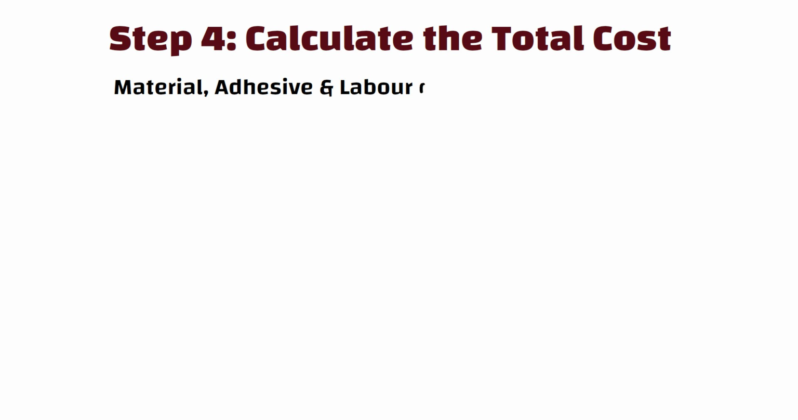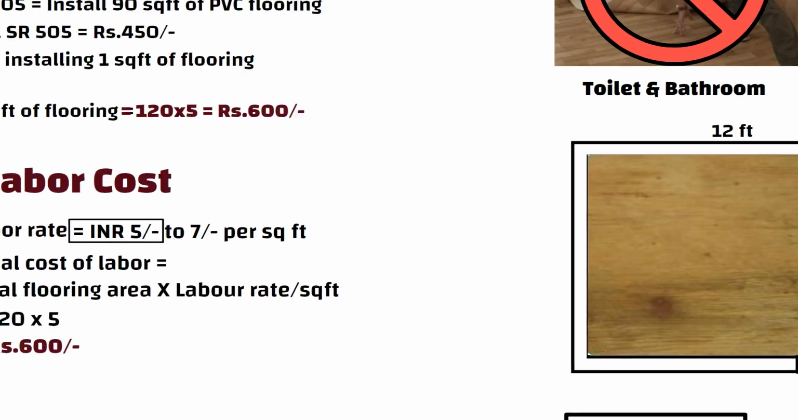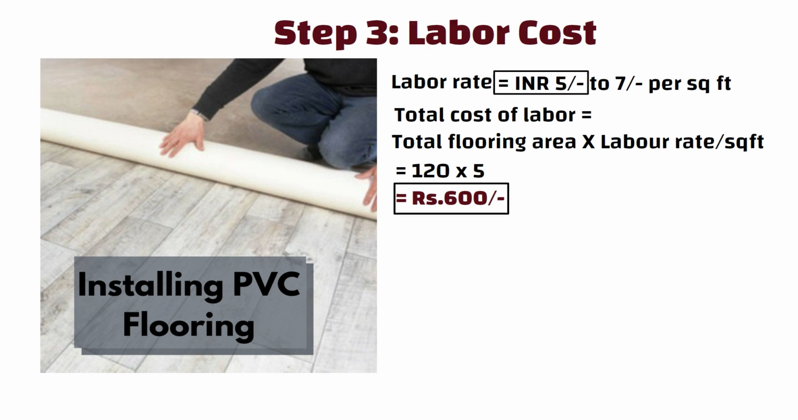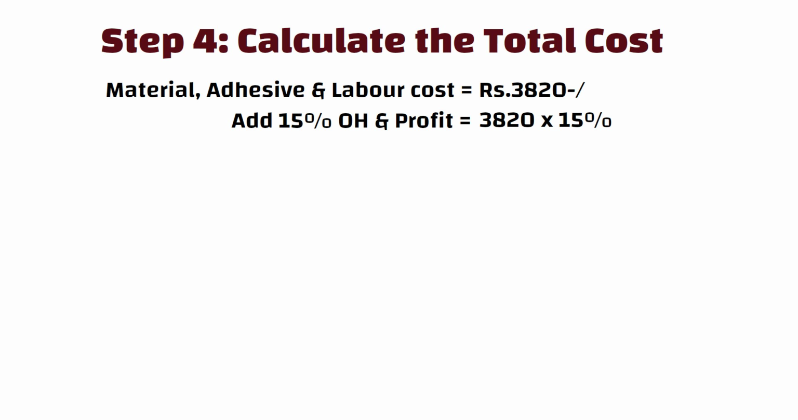Step 5. Calculate the total cost. Now add material, adhesive and labor cost. That is 2620 plus 600 plus 600 is equal to 3820 rupees. Now add 15% overhead and profit in this amount, that is 3820 into 15% is equal to 573 rupees.